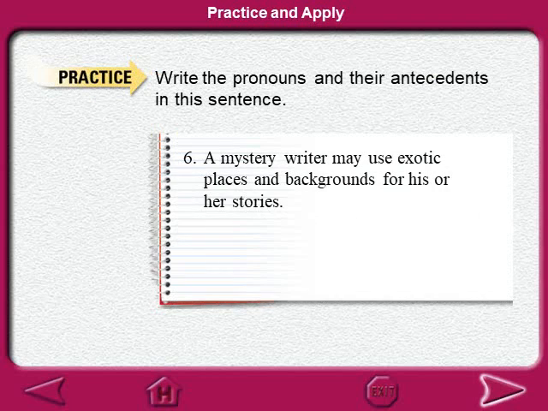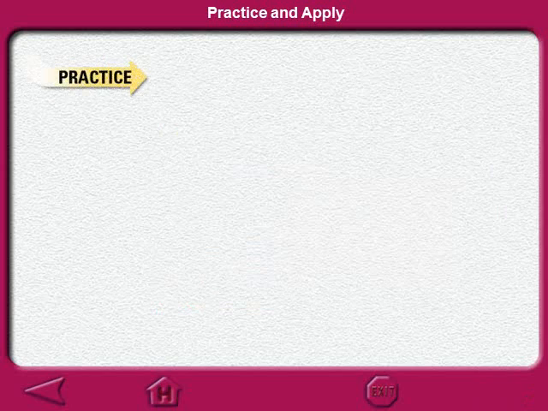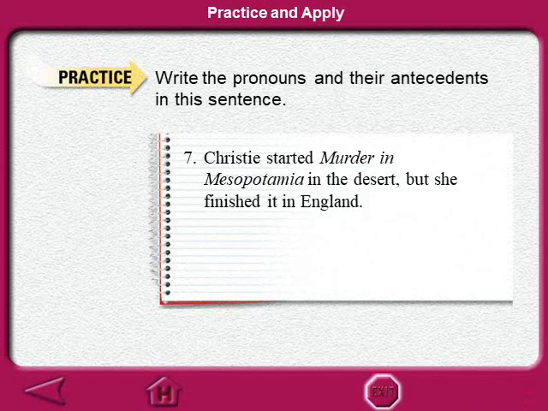Next practice. Write the pronouns and their antecedents in this sentence. A mystery writer may use exotic places and backgrounds for his or her stories. Write the pronouns and their antecedents in this sentence. Christie started Murder in Mesopotamia in the desert, but she finished it in England.